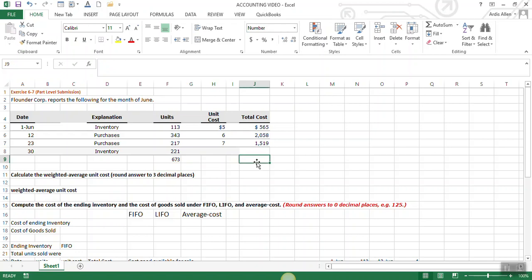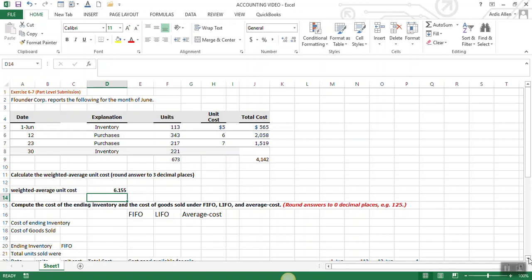The total cost of these units that are available for sale is 565 added to 2058 and 1519, which gives us a total of $4,142. So $4,142 divided by 673 units gives us 6.155. That is the weighted average unit cost.